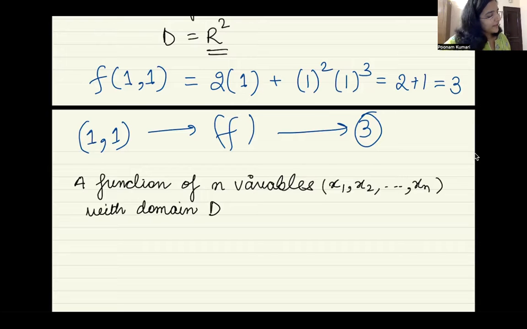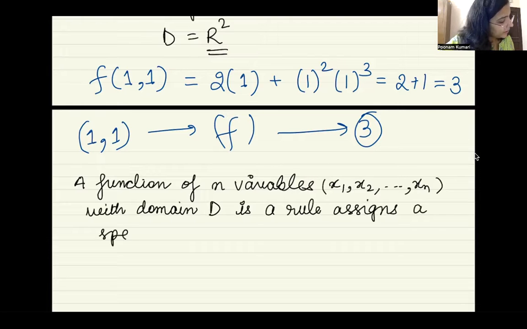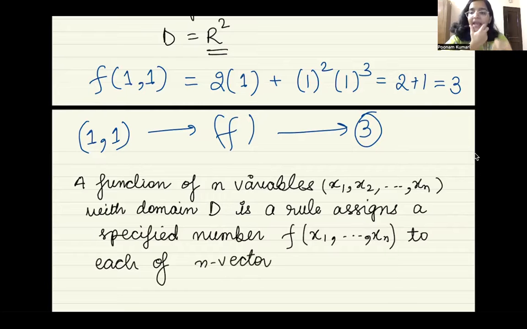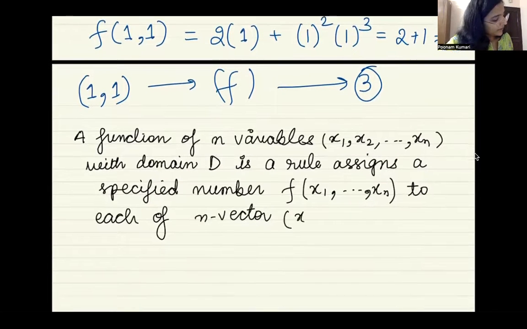So a function of n variables with domain D, what is that function? That function is a rule which assigns a specified number, f(x1, ..., xn), to each n-vector (x1, ..., xn) in D. n-vector means x1, x2, x3 up to xn, which is why we call it an n-vector. It is a vector with n members.